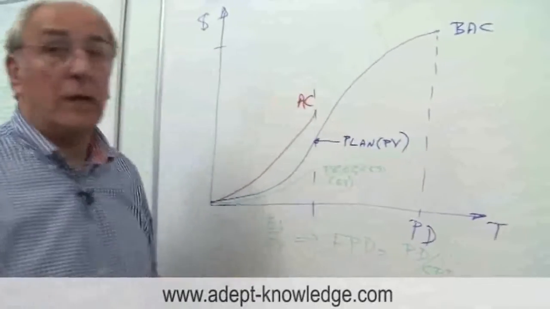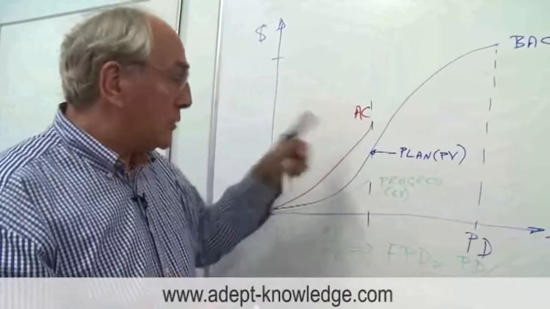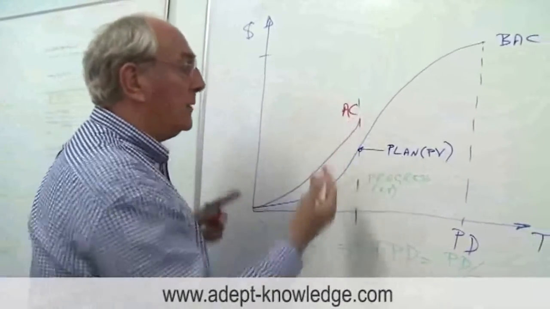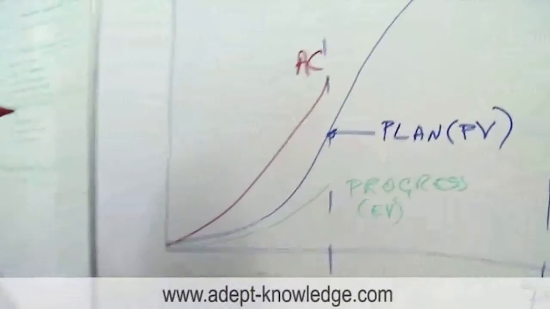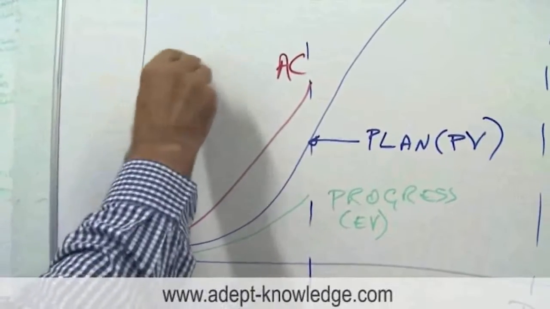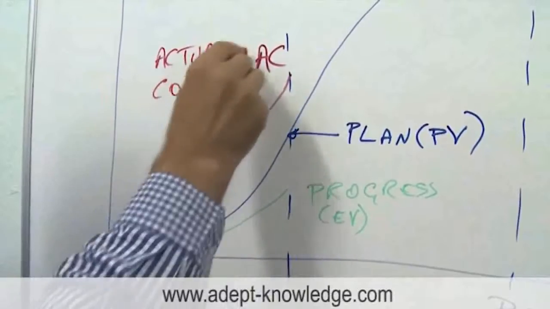miserably performing projects. This is showing the actual cost of that project, and it shows that we're spending more money than we planned to spend, and also more money than the value that we planned to get out of that. So that's our actual cost, and surprisingly enough, it's known as AC.